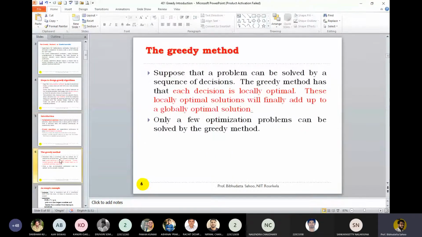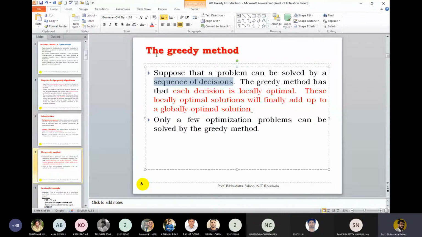Always remember that finding a minimum spanning tree, or a maximum spanning tree, is an exceptional problem where a greedy strategy always gives you the optimal solution. Suppose that a problem can be solved by a sequence of decisions. I think this part is clear. You take the decision in multiple stages, starting from the initial node and reaching the goal node.